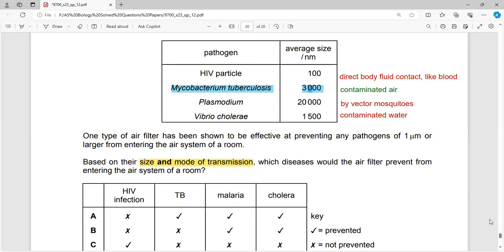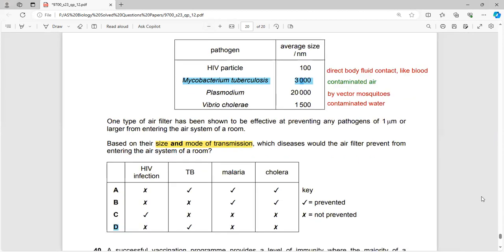So based on size, number one criteria, and mode of transmission, which disease would an air filter prevent from entering the air systems of the room? So you can see, on the basis of size and mode of transmission: first, the air filter can filter those diseases which are spreading by air. That's number one. And number two, those diseases whose size should be less than 1,000 nanometers.